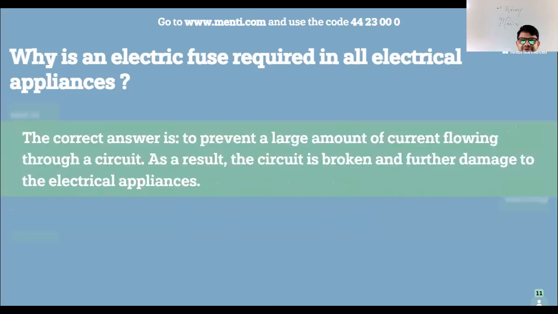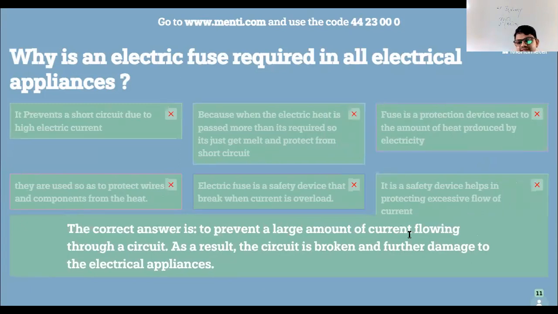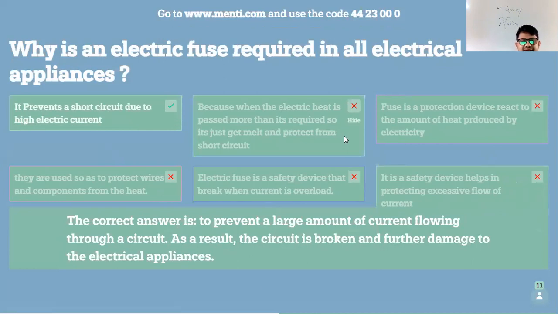The correct answer is to prevent large amount of current flowing through the circuit so that the circuit is broken and further damage does not happen. It prevents a short circuit due to high electric current. Very good. Because when more electric heat is passed than required, it just melts and protects from short circuit. Very good. Fuse is a protection device, reacting to the amount of heat produced by electricity. Good. They are used to protect wires and components from heat, not from heat, from high electricity.